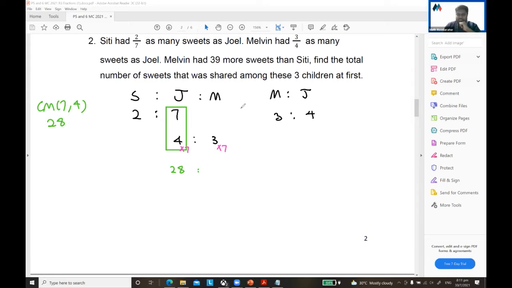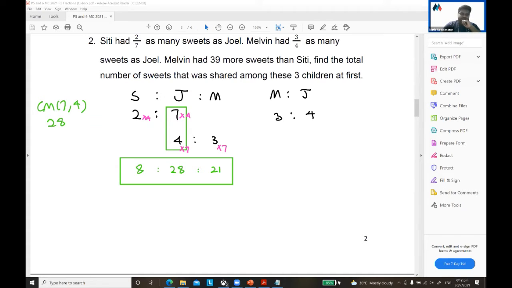So 3 times 7 is 21. Now above, 7 times 4 is 28, right? So here also must times 4. So 2 times 4 is 8. So write down, your new ratio is this: City to Joel to Melvin is 8 to 28 to 21. Once you establish this, the rest of the question is super easy.